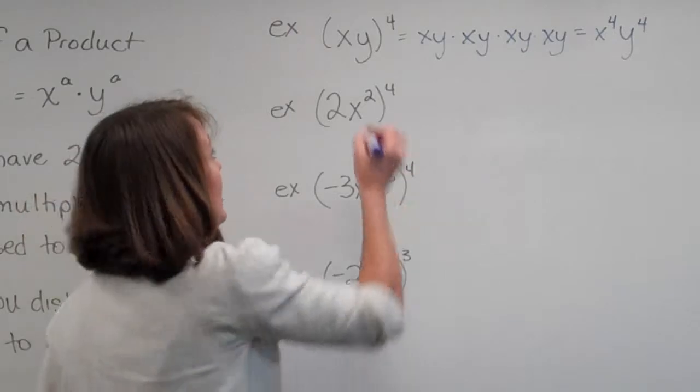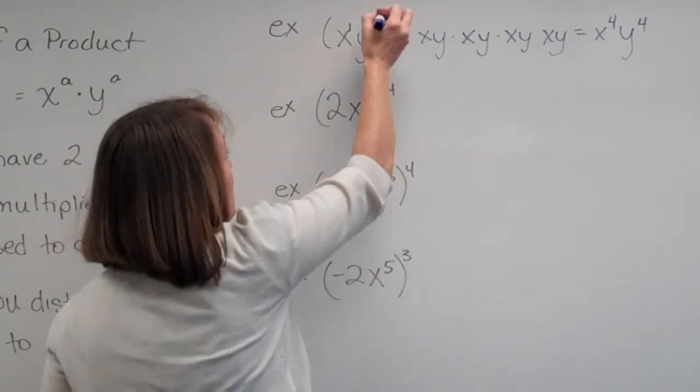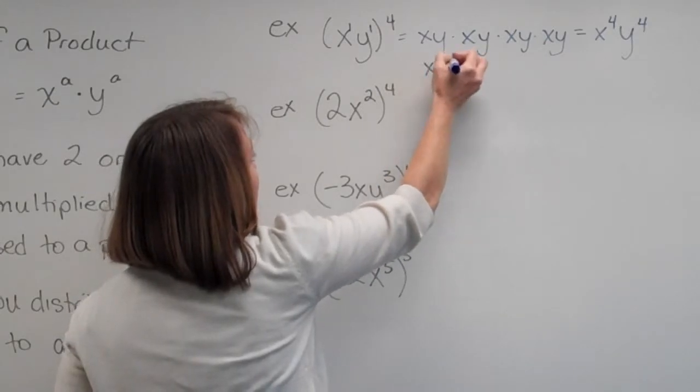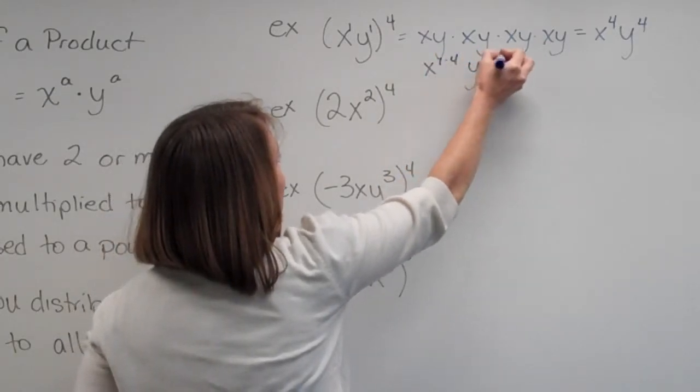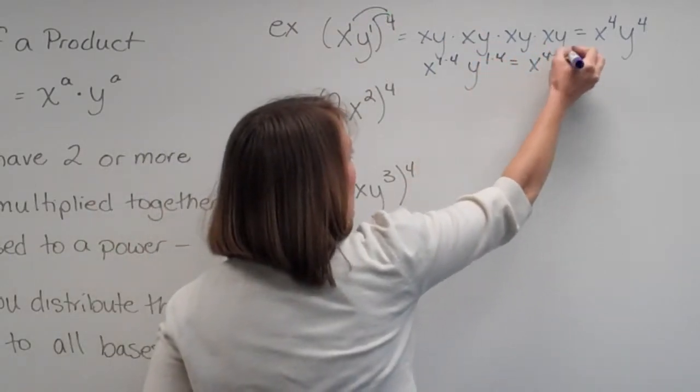If we used our shortcut, we would say this is x to the 1, this is y to the 1. We're going to multiply x to the 1 times 4, y to the 1 times 4, and we're going to get x to the 4th and y to the 4th.